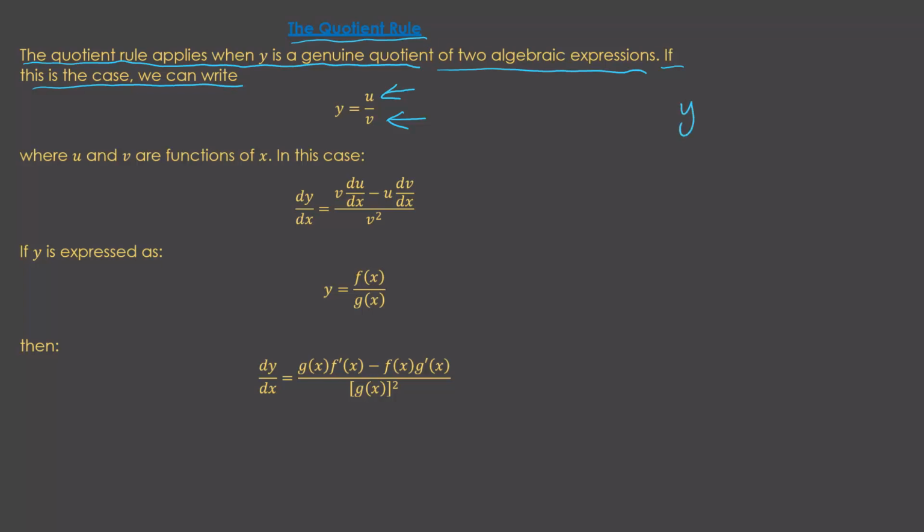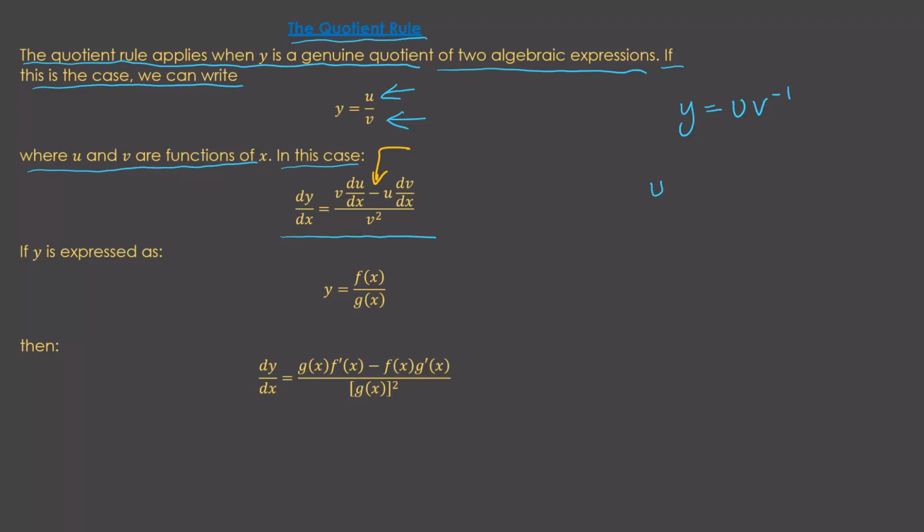Just note that you never actually have to use the quotient rule, because you can express that as u v to the negative 1 and use the product rule. But I have to say that I do use the quotient rule. So u and v are functions of x, just like they were with the product rule. In this case, dy dx is v du dx minus u dv dx, all divided by v squared.